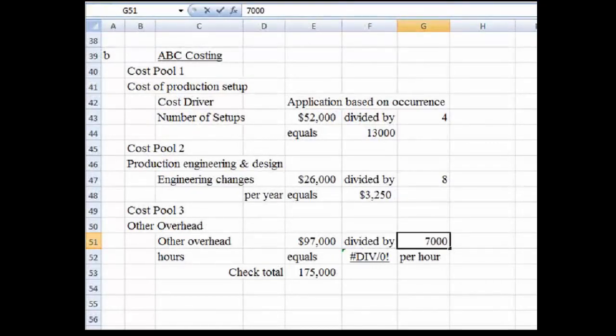So the 7,000 hours goes into the cell to the right of the words divided by, and the calculation results in $13.86 per hour of other overhead. That's $97,000 divided by 7,000. Now that the cost allocation pools have been developed, the actual ABC costing can commence.